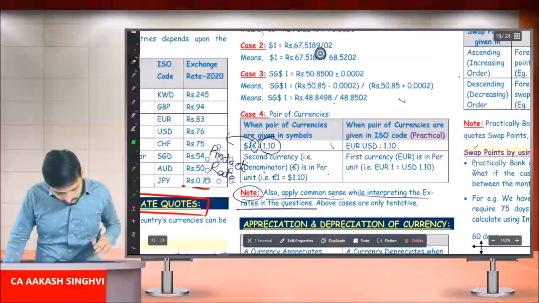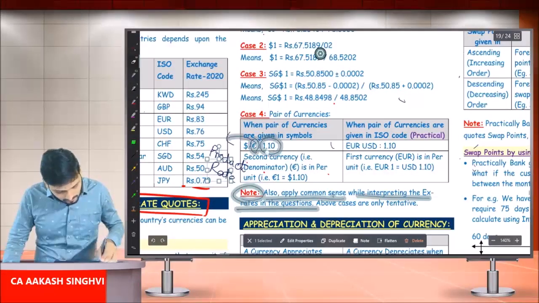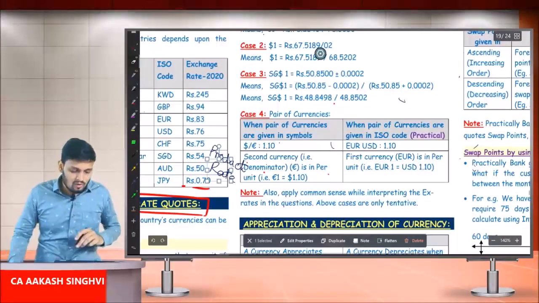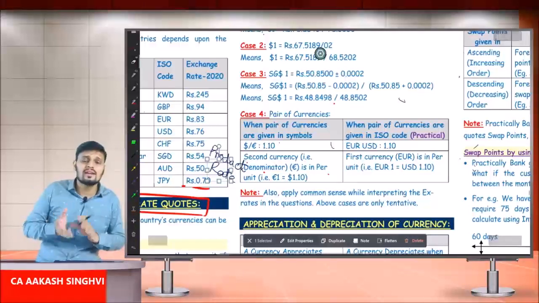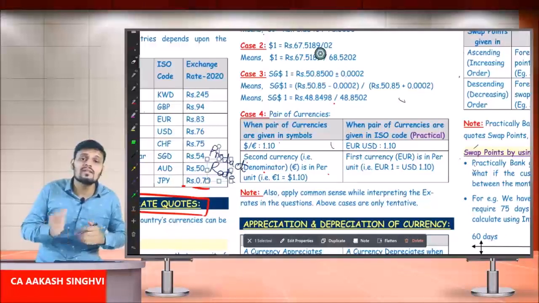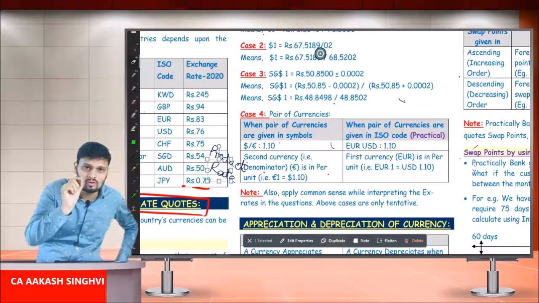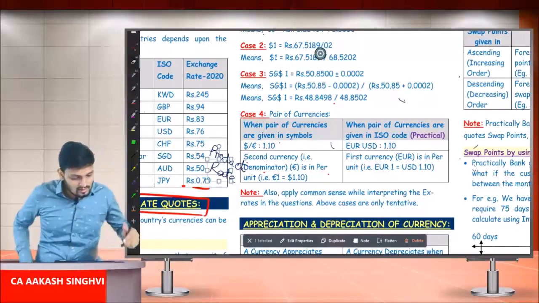Coming back to this example. Okay, I hope you got this point. So for symbols, whichever is the denominator, that is the product, and for ISO code, whichever code is given first, that is the product.